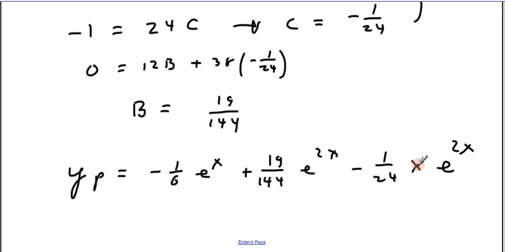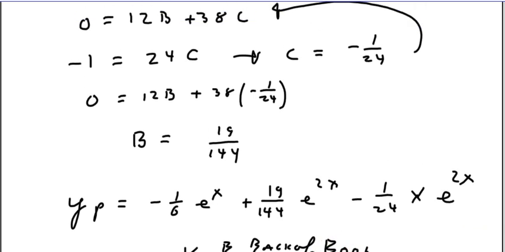Okay, so I've got a 19 over 144, I see that. If I take 6 over 124, that gives me minus 1 over 24. Okay, so that's right. And the other side is, okay, yes. So that's the same answer that's in the back of the book, only different. So checked by back of book.